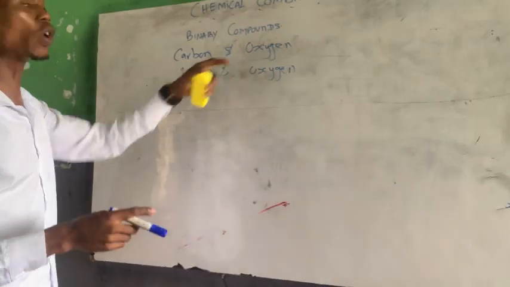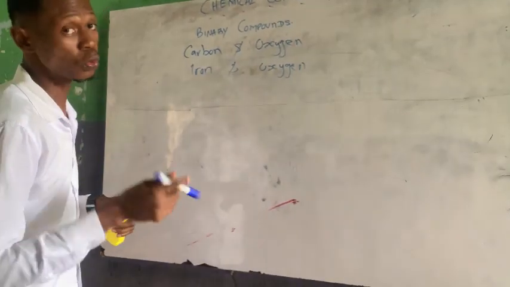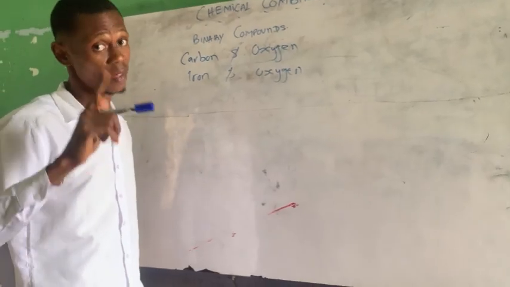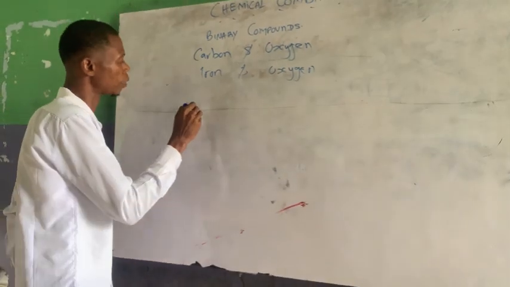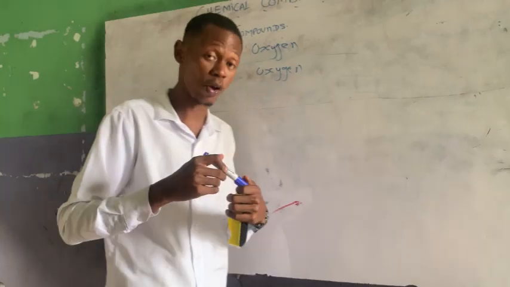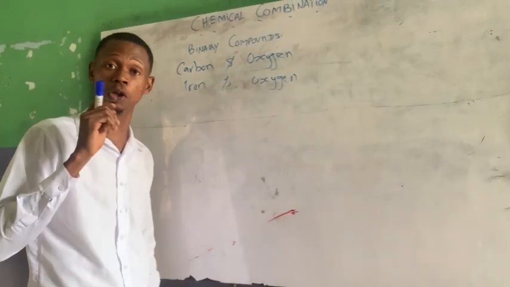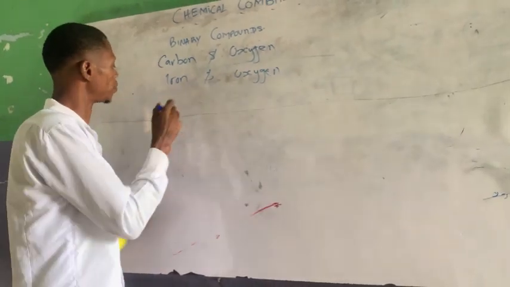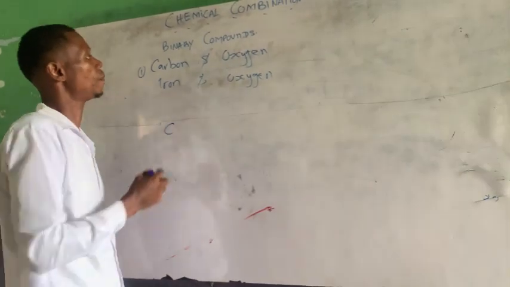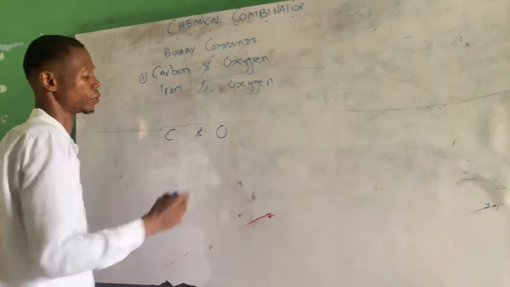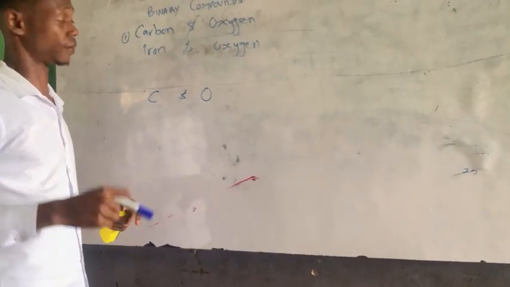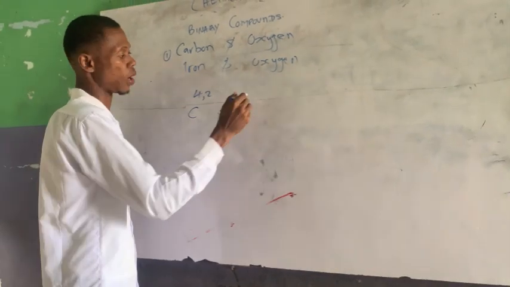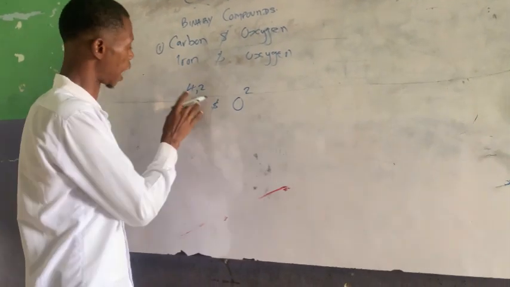For the combination, when two things combine, we use the valency, not the oxidation number. For carbon, there are 3 things you need to know before you combine: first, the symbol of the element, carbon C, and oxygen. Then the valency. Carbon gets 4 or 2, while oxygen gets 2. Let me explain this.